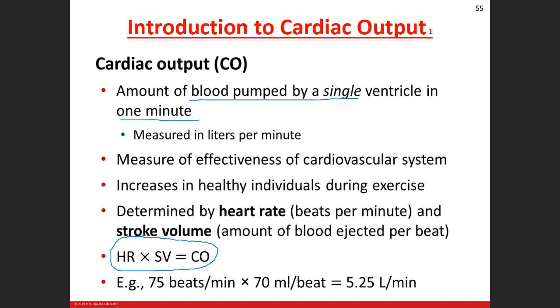So this value will definitely increase when someone's exercising. And if you look at the equation from a purely mathematical standpoint, when you're more physically active, your heart rate increases. So just do the math. Your heart rate goes from 75 beats per minute to 100 beats. I think the same values that we used last time will bring it up to 7 liters per minute, just from going to 100 beats per minute.